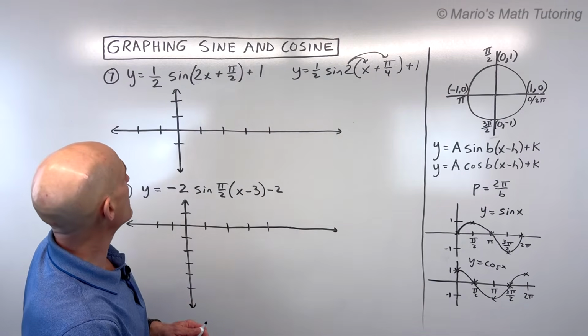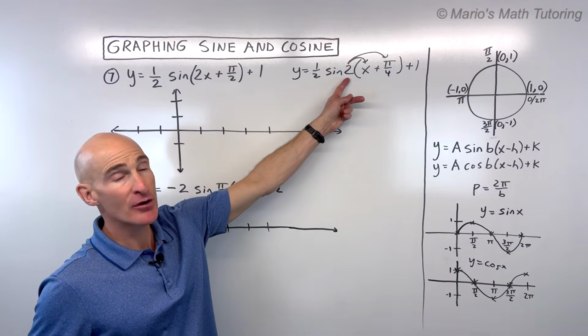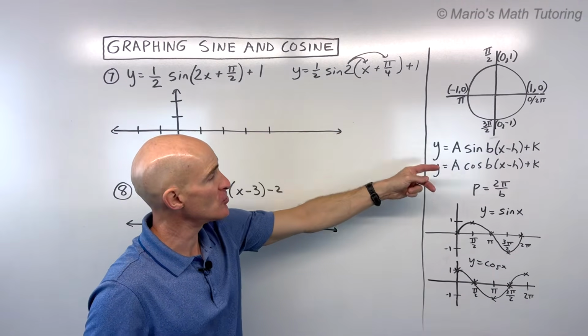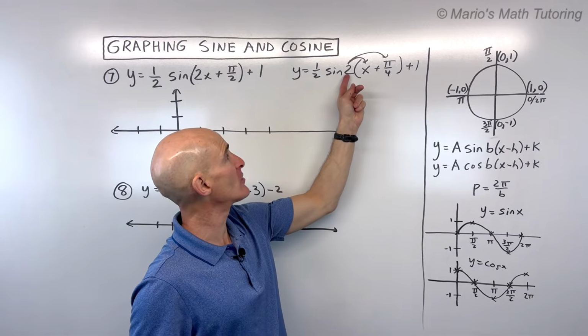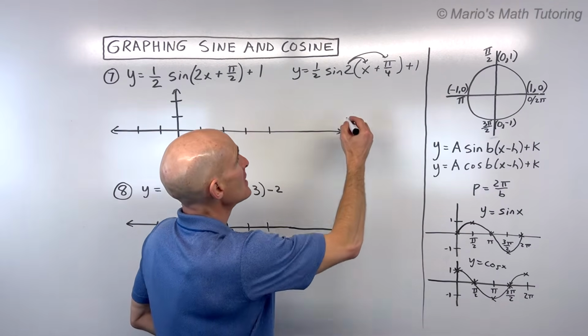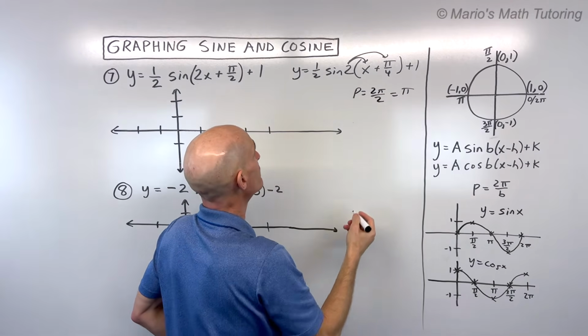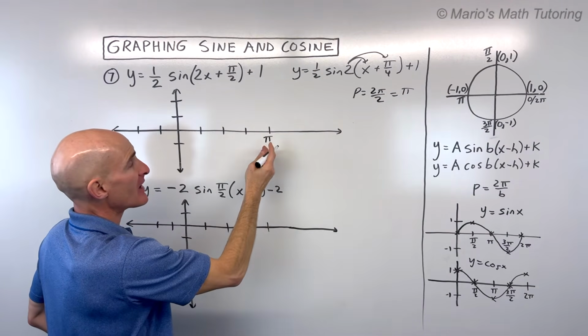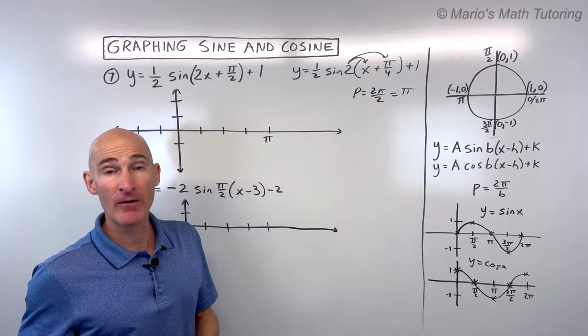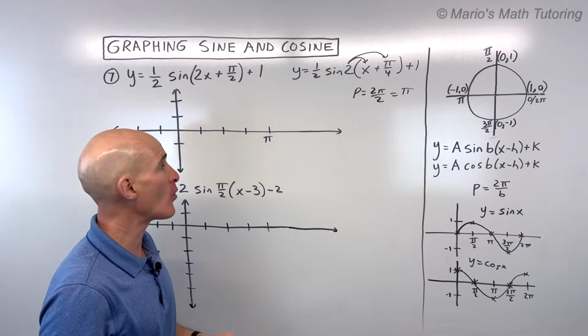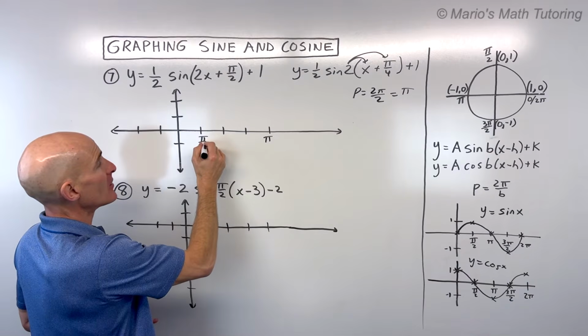Now, like I always say, I like to find the period first. My period is 2 pi divided by b. b is the number that comes just to the left of the x. So that's going to be 2 pi divided by 2, which is a period of pi. Then I like to divide it into 4 equal pieces, so I can divide that by 4, or multiply by 1/4. That gives us a scale of pi over 4.